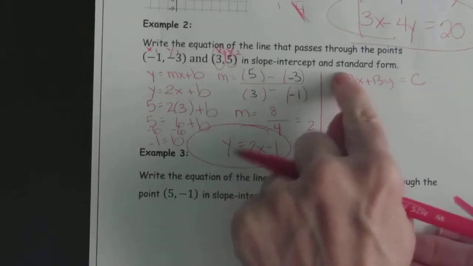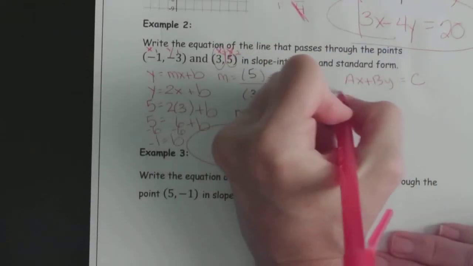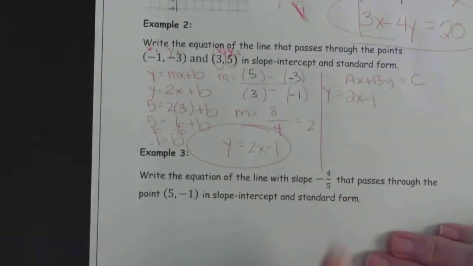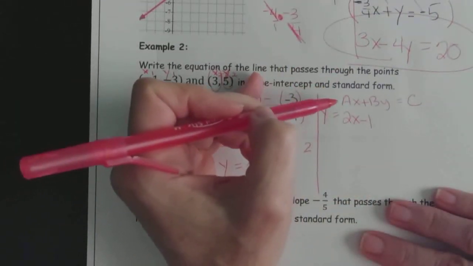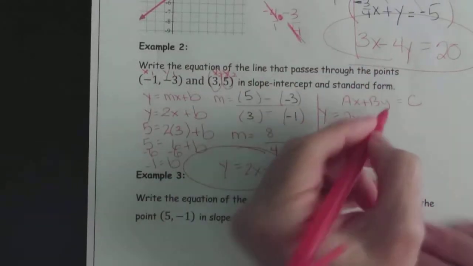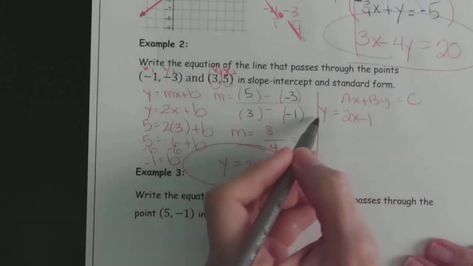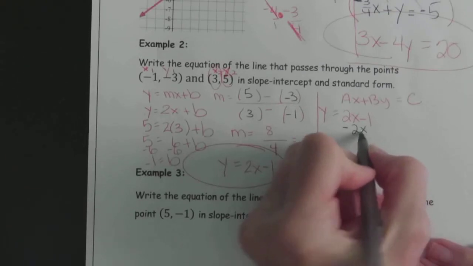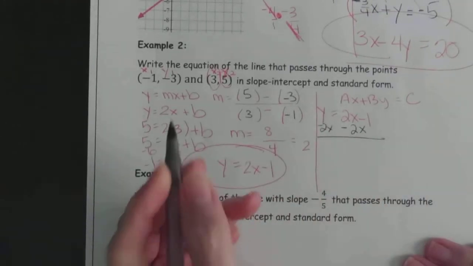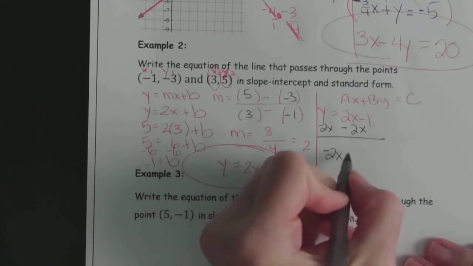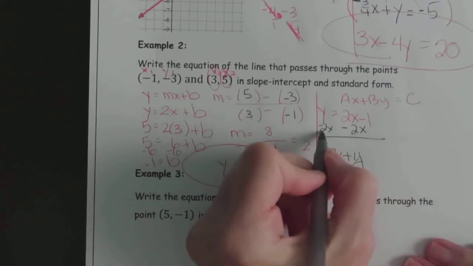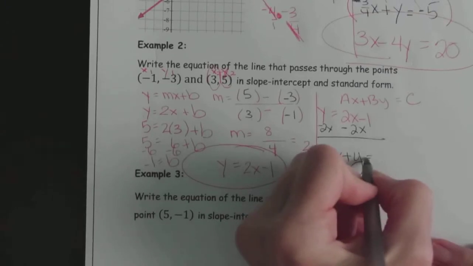So final equation, slope-intercept form, y equals 2x, I'm taking that from up here, 2x, and now I have b minus 1. Ta-da! Now, click and drag that up here, bring it right on over, y equals 2x minus 1. Now, standard form, we want the x in the front. Simple. Let's move this x on over to the other side.